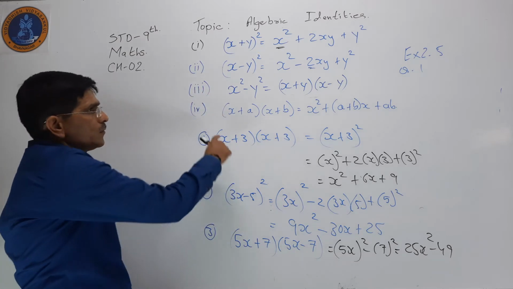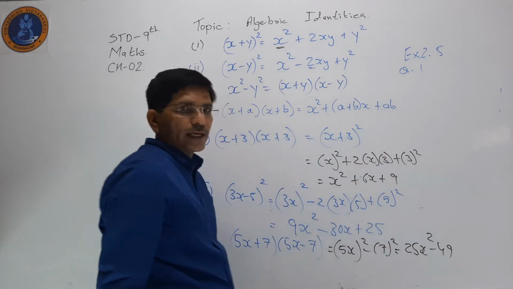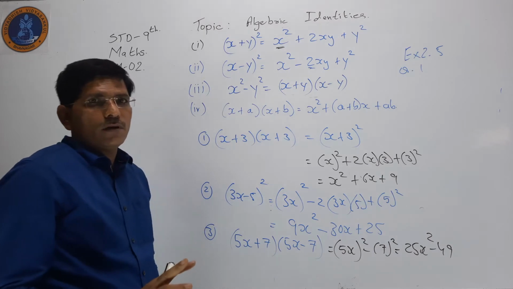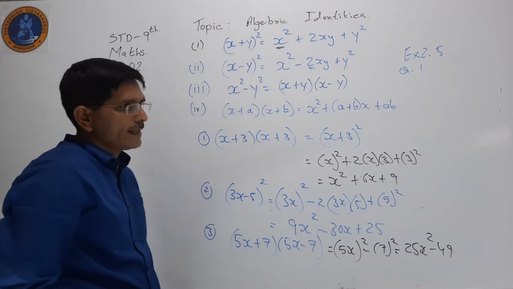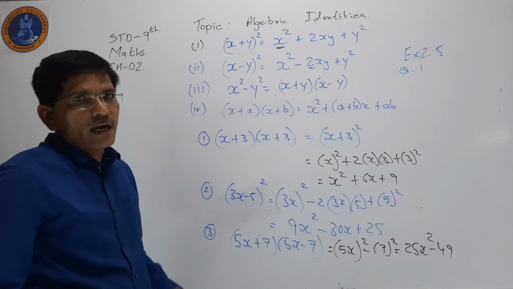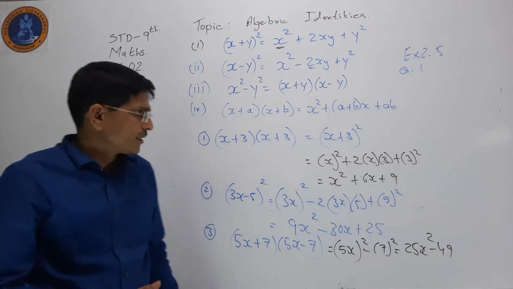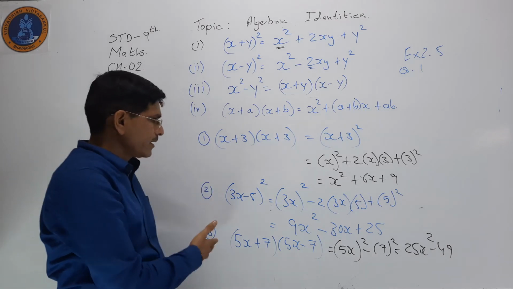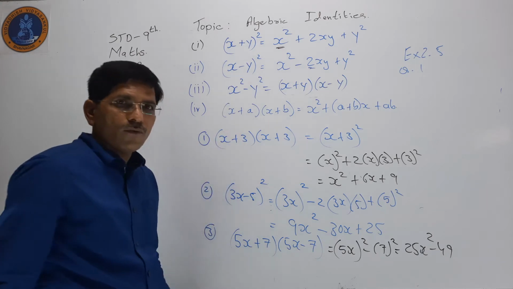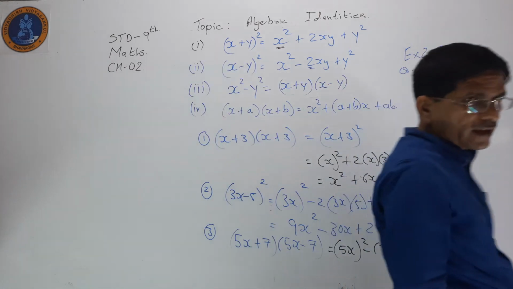So we have used the first identity, the second identity, and the third identity. Now we go for the fourth identity. If you go properly with all the identities, then all the sums are easy. I hope you will write the first, second and third. Then we start the fourth. Write these three sums now.